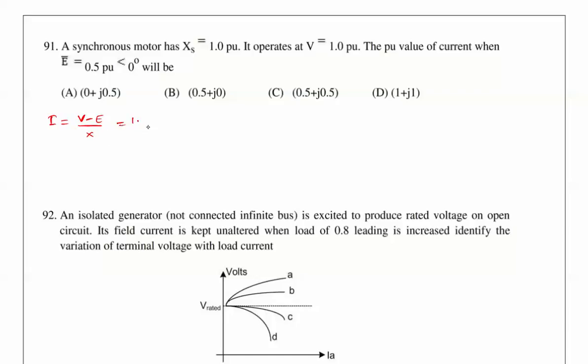So this is equal to (1.0 minus 0.5) divided by jX, where X is nothing but j here, so j into 1.0. This is equal to 0.5 divided by 1 at an angle 90 degrees. This is equal to 0.5 at an angle minus 90 degrees, which is nothing but minus j 0.5. But in the given options there is no option that matches this answer. So for this problem, no answer.